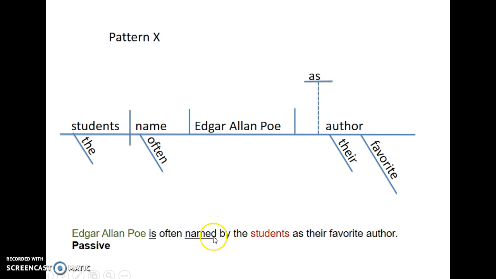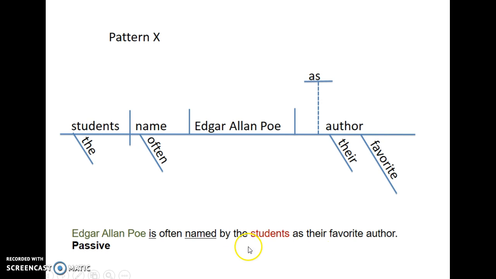The other way you can determine is to look at the main verb, figure out what the action is, and then determine who is doing the action. So in this case, we have name. And who is doing the naming? The students are doing the naming. Students name Poe. So when we're rewriting the sentence, we're going to put it back in the syntactical order that we're used to, with subject, verb, and then our object following.